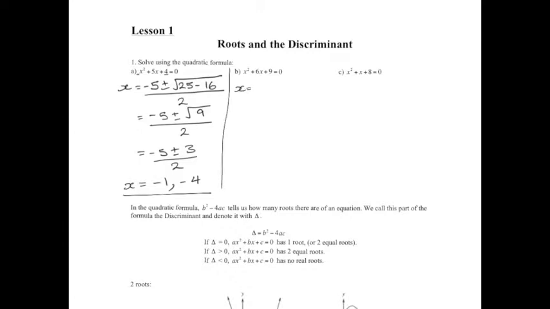X equals negative b, which is 6, negative 6, plus or minus root b squared, which is 36, minus 4 times a times c, so 4 nines are 36, over 2a, 2 times 1 is 2. So now look at the discriminant. We actually get 0 under the square root. And then so we get negative 6 plus or minus 0. So we're not adding anything. So just negative 6 on 2, which is negative 3. So we only get 1 root.